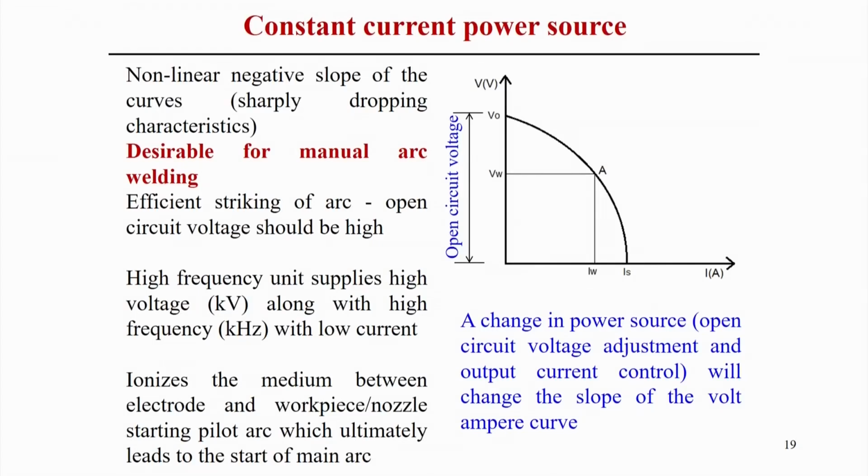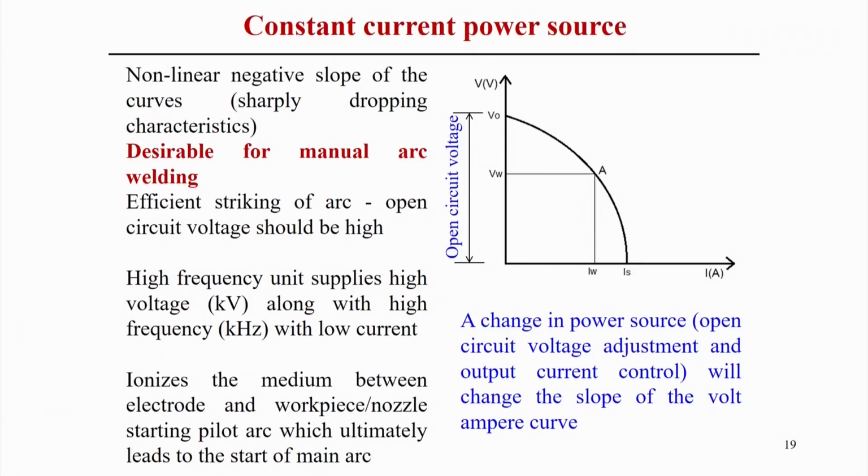Here you can see two types of power source, one is the constant voltage, another is the constant current. The constant current power source is suitable for the manual arc welding process, and the constant voltage power source is suitable for the automatic arc welding process.